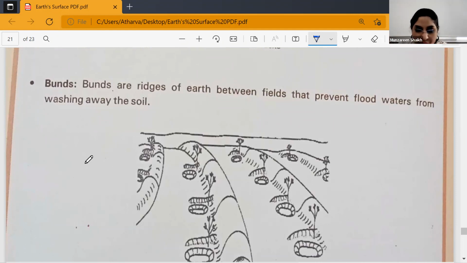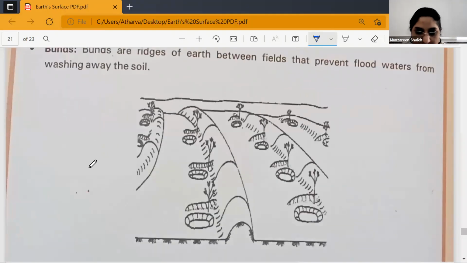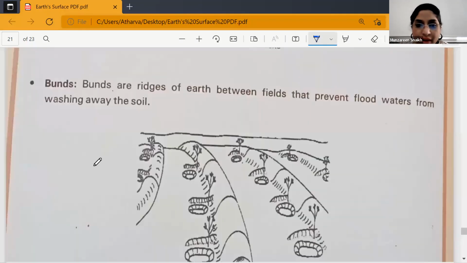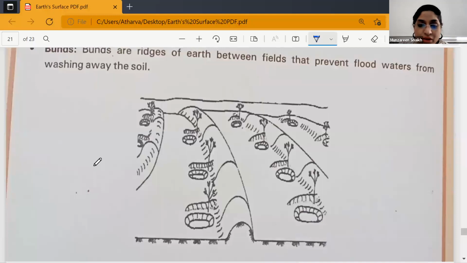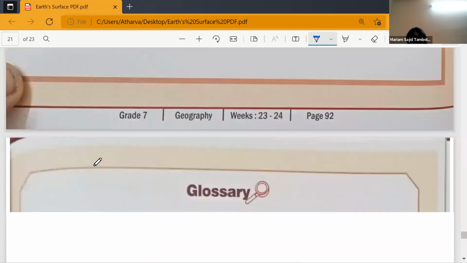Can you see the image, how it is done? Yes, ma'am. So this is one of the methods through which they can prevent soil erosion. All right, have you understood till here, children? The second point, shelter belts, bunds. Now let's see what's next.